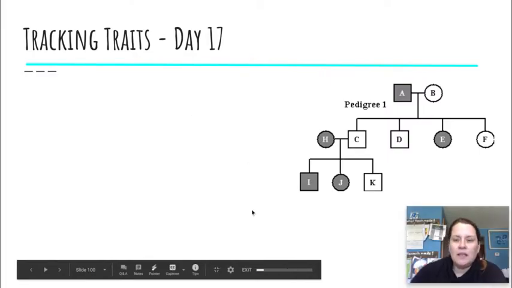Today's lesson is on pedigrees. Yesterday we mastered our own family pedigree, with just males and females, which was the easy part to figure out. But you can also track a trait as you go through a pedigree.